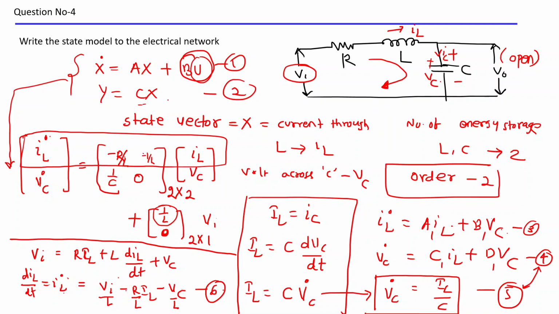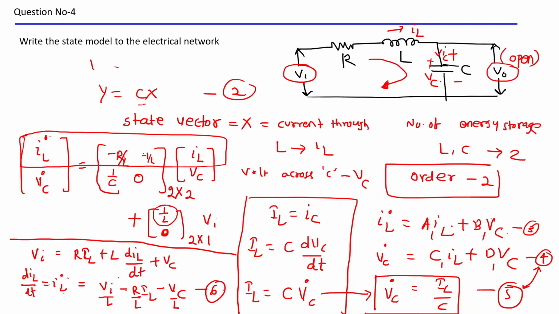Output equals C into X, right? Let me erase this on the top part. Now you have to write Y equal to CX. Y is nothing but your V naught. Write down Y equal to V naught. The C matrix should be a 1 cross 2 matrix, and X is nothing but your IL and Vc. Now you write the equation of the output.